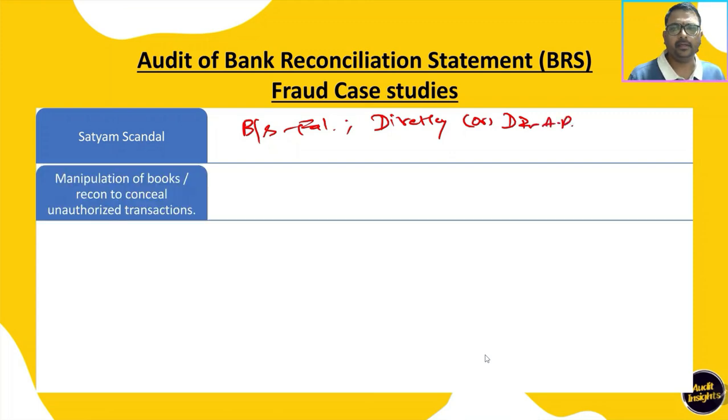The next way in which the weakness of BRS can be exploited is to conceal unauthorized transactions. Now, this is a very tricky fraud where there would be unauthorized transactions that are posted. It would ideally be identified in the reconciliation, but it would be reversed during the month end and again posted at the beginning of the next month. So it is very important to not look at only the closing balance.